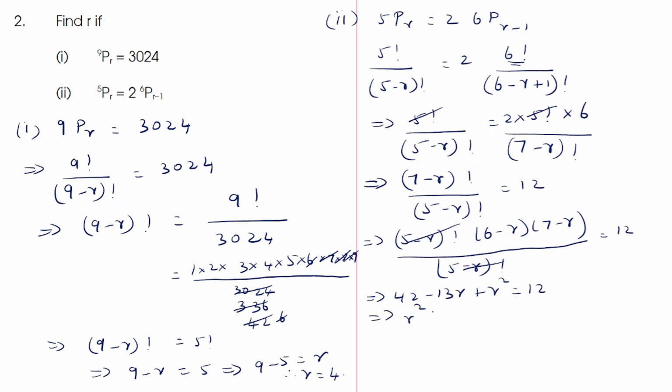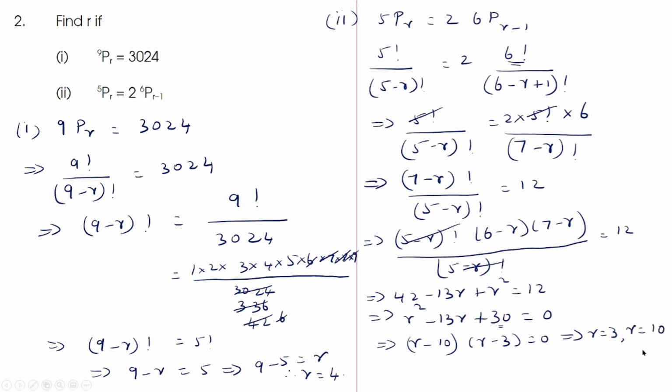Or we have r square minus 13r plus 42 minus 12, so it is plus 30. This is equal to 0. So from this we get a quadratic equation in r. We can simplify it, here 30 is 3 into 10. So (r minus 10) into (r minus 3) equal to 0. From this we get r is equal to 3 or r is equal to 10.